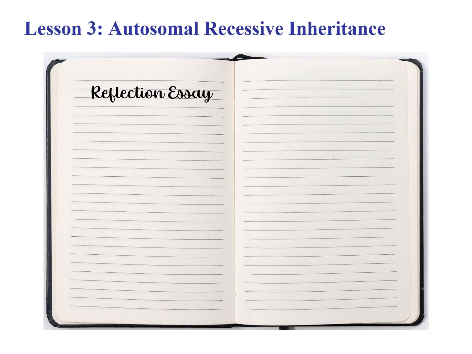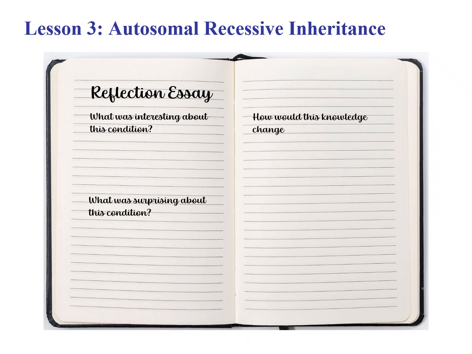If you're keeping a journal, write a reflection essay about the disorder you've chosen. Include the following. What did you find interesting about the condition? Was there anything surprising about the condition you learned from the reading? And how would knowing about this condition inform how you would interact with patients and family members of people diagnosed with the condition? If you want to share your reflection essay, please feel free to send me a copy at the contact email.